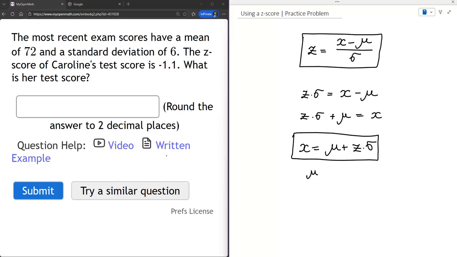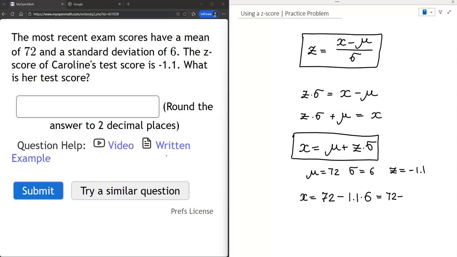In our case, mu is 72, standard deviation is 6, and the z-score of the unknown observation is -1.1. What does that mean in terms of the context of the problem? Carolyn scored 1.1 standard deviations below the mean. So to find her raw score, we're going to take the mean and we're going to subtract 1.1 standard deviations.